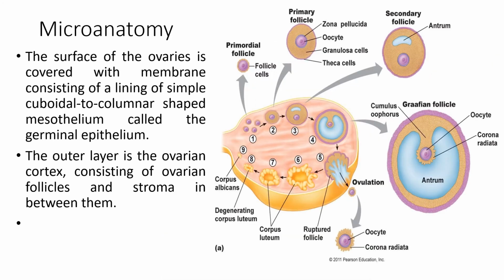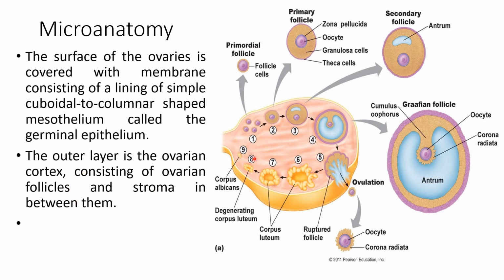Now we will see about the microanatomy of ovary. The surface of the ovaries is covered with a membrane consisting of a lining of simple to columnar shaped mesothelium called germinal epithelium. The surface of the ovary is covered by germinal epithelium, in other words. The outer layer is the ovarian cortex consisting of ovarian follicles and stroma in between them.